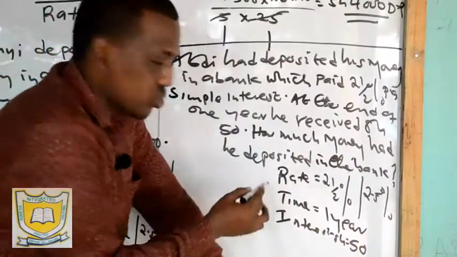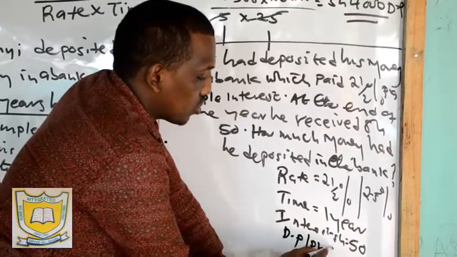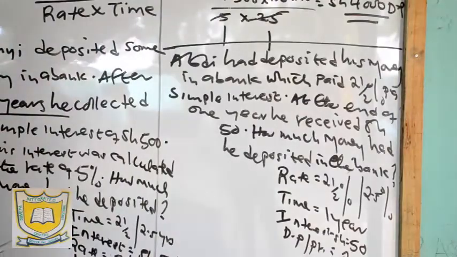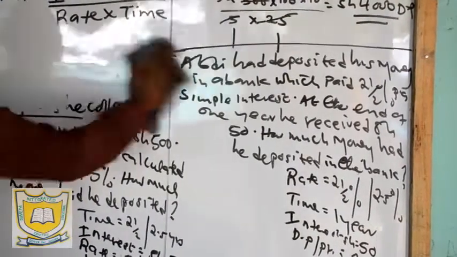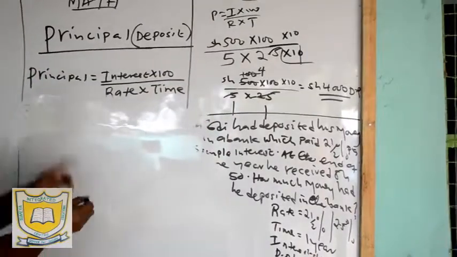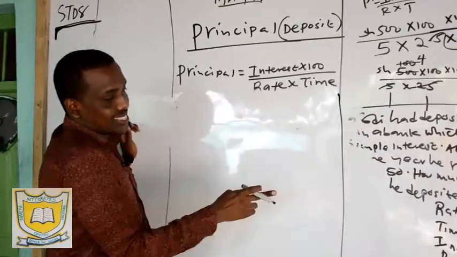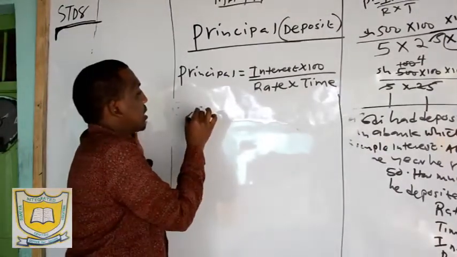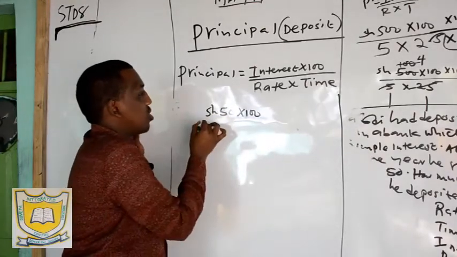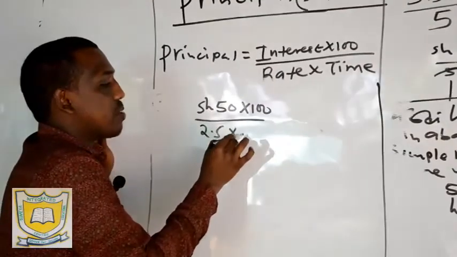How much had he deposited? They're asking the deposit, or the principal. Let us get the principal. The formula: principal is equal to interest, which is shillings 50, multiplied by 100, over the rate, 2.5, multiplied by time, 1 year.